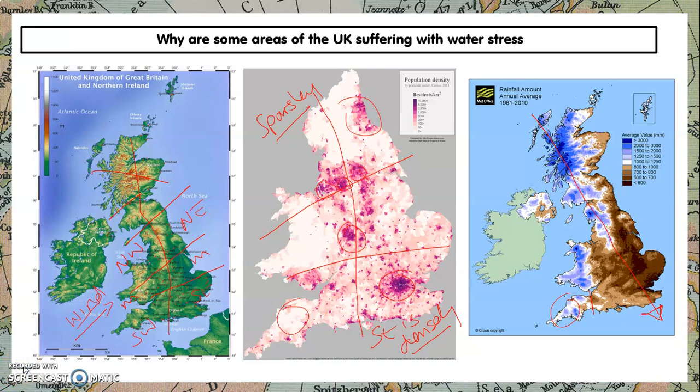So what I want you to do is to make sure that you've got 1 or 2 notes in each of the boxes about physical map, population density and rainfall, and then just give me a little bit of a statement in the bottom right hand box just to describe the overall pattern of the 3 maps and to show why we have got uneven distribution of water stress within England.